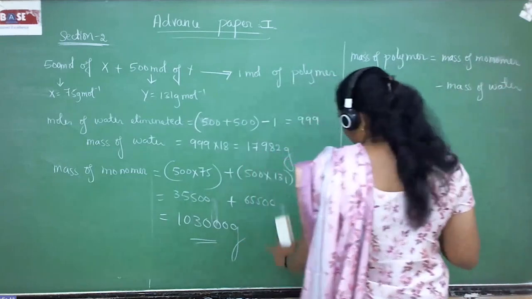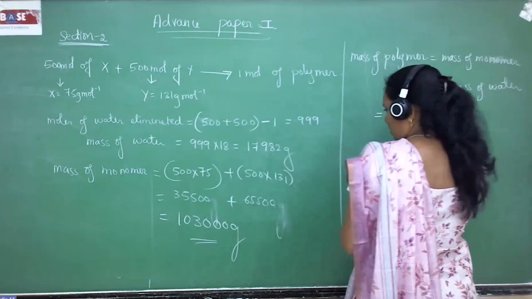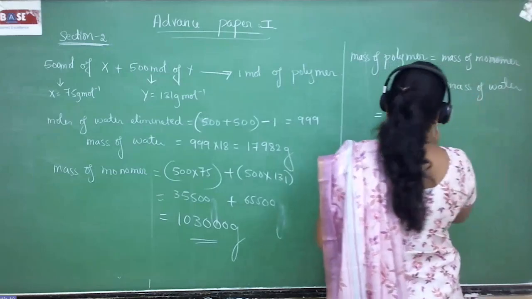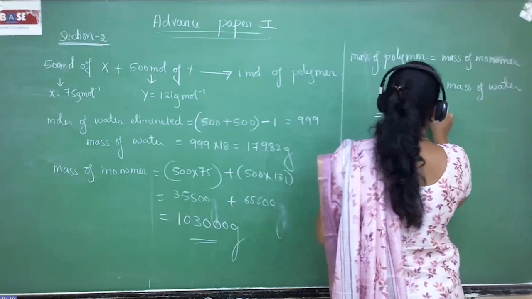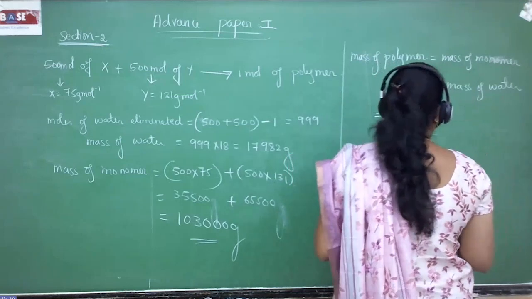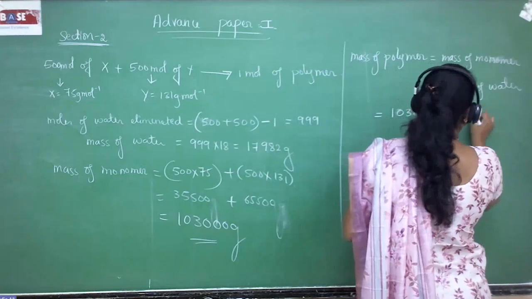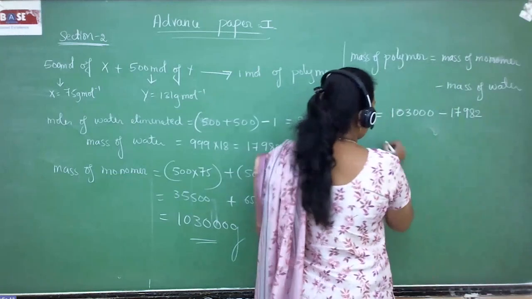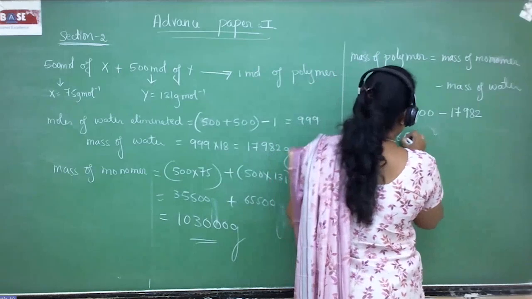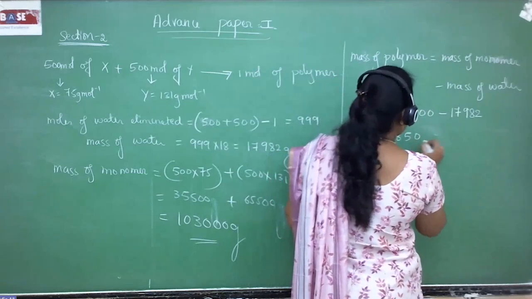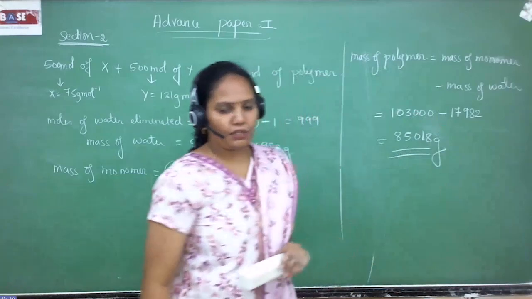Therefore, mass of monomer is nothing but 103000 grams, minus mass of water, which is 17982. Therefore, when you subtract this, you will get 85018 grams. Therefore, this is the molar mass of the polymer.